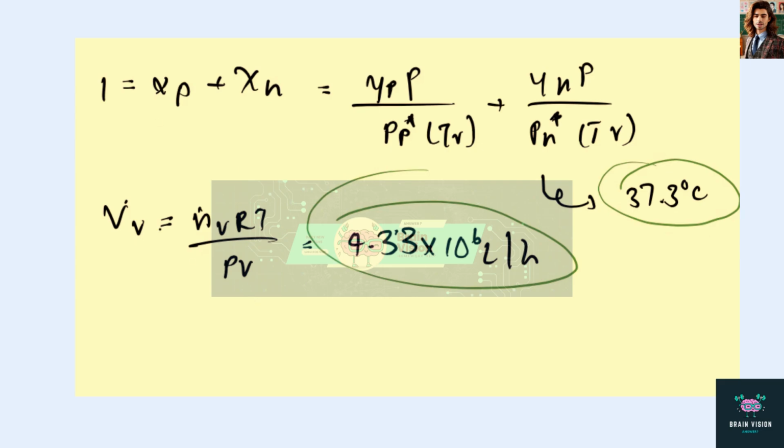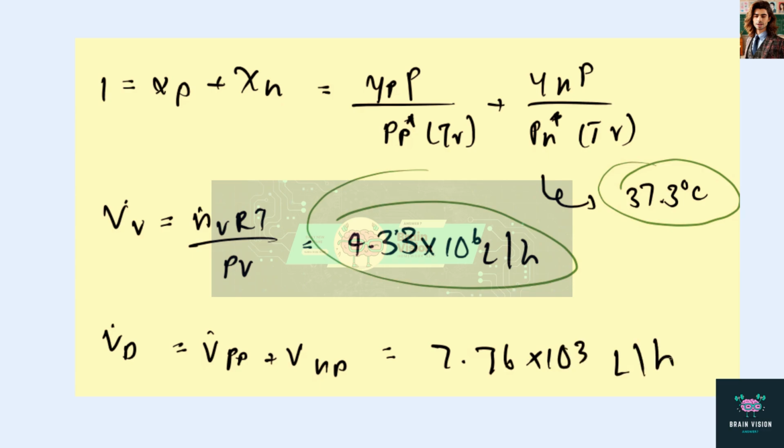Continuing on, we can calculate the volume feed rate of the distillate. We have V dot D is equal to VPD, add VHD, which is equal to 7.76 times 10 to the 3 litres per hour.